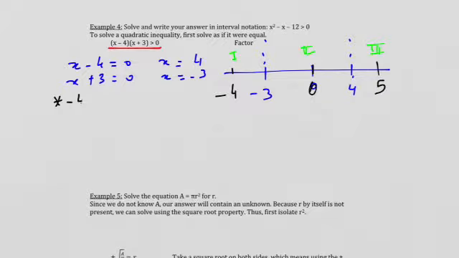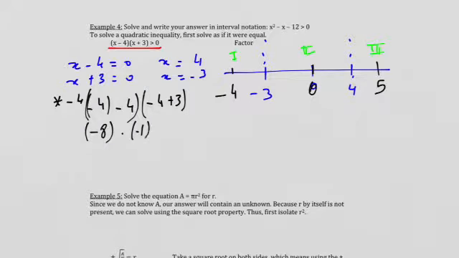Okay? So let's do the number for negative 4. So let's take a look for x equal negative 4. Well, I'm going to have negative 4 minus 4 times negative 4 plus 3. That gives me negative 8 times negative 1. And negative 8 times negative 1 is equal to plus 8. And it is greater than 0.